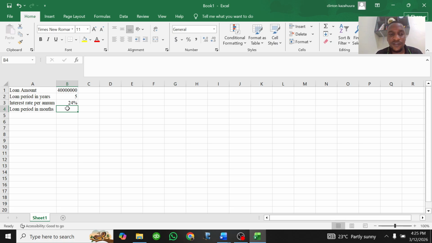Every formula in Excel starts with equal signs. So you already have the loan period in years, which is 5. So I'll simply get 5 times 12 months, which are in a year. That will give me the months that are in 5 years. So I put equal signs. Then I click in the cell where there is 5. We do not do it manually. You simply click in the cell where you have 5. So that is B2. I multiply by 12. So the loan period in month will be 60.